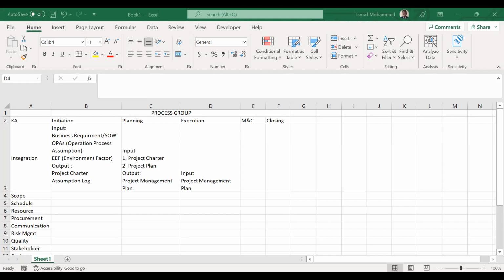If someone can just share it again, it will be helpful for people. Yesterday I shared it, I have already shared. Is it in the Telegram group you have shared? No, I have not added it to the WhatsApp group. I just shared the PMBOK 7. Okay, WhatsApp group. Any password, bhai? There is no password.